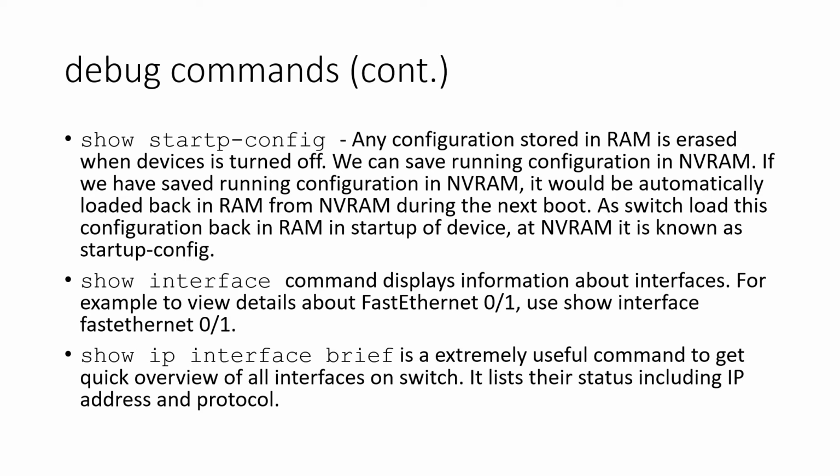Show interface command displays information about interfaces. For example, to view details about FastEthernet, use show interface FastEthernet. Show ip interface brief is an extremely useful command to get a quick overview of all interfaces on the switch. It lists their status, including the IP addresses and protocols.